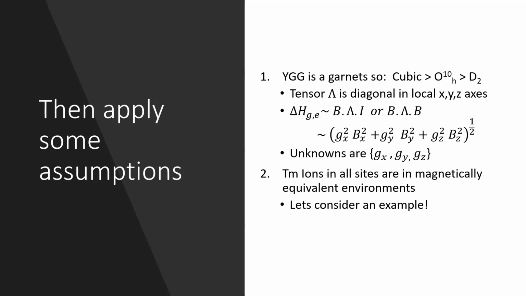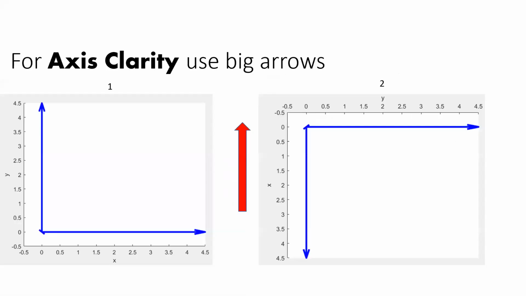Now I'll make one more assumption, and that is that thulium ions in all sites are in magnetically equivalent environments. And if you want to ask about the details of this, that's actually not such a clear definition sometimes. So we can get into that a bit later, but for now, let's consider an example on the simplest of terms before we look at a real garnet structure.